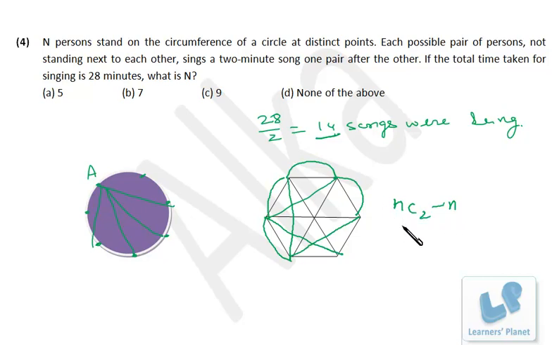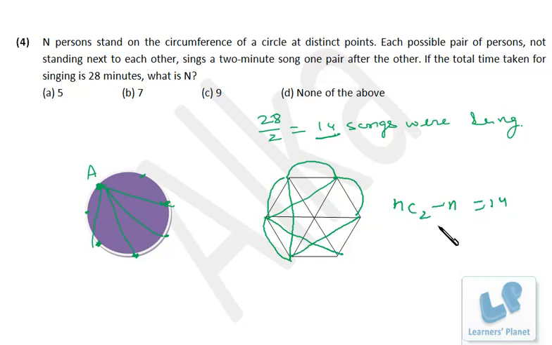So in this case, nC2 minus n is 14, because we are getting 14 diagonals. It is just an application, right? This person and this person, if you make a combination, we'll be getting one diagonal. If we make the combination from this and this, one diagonal, right? So precisely nC2 minus n is 14.